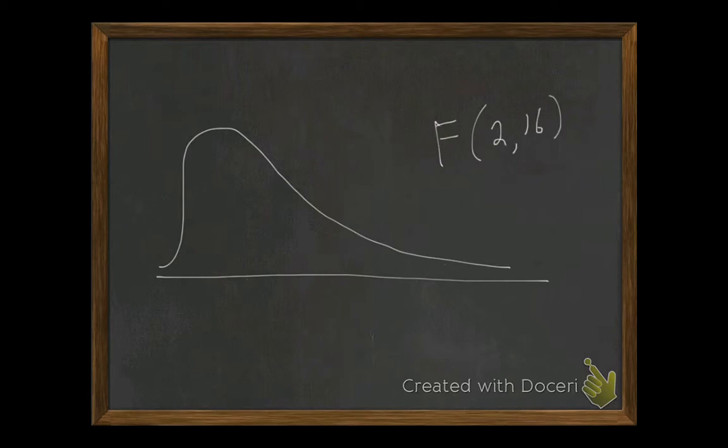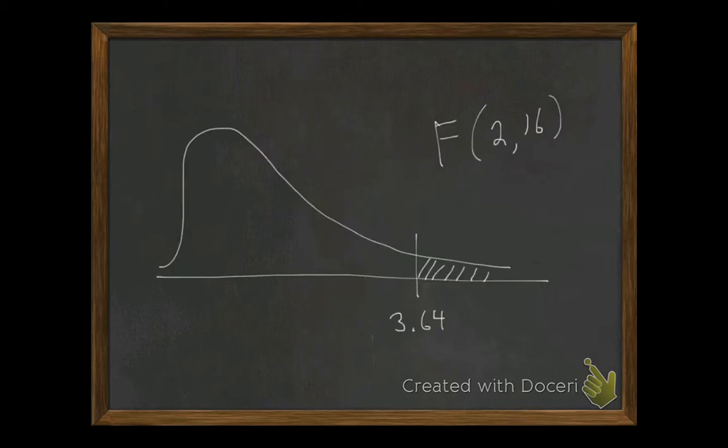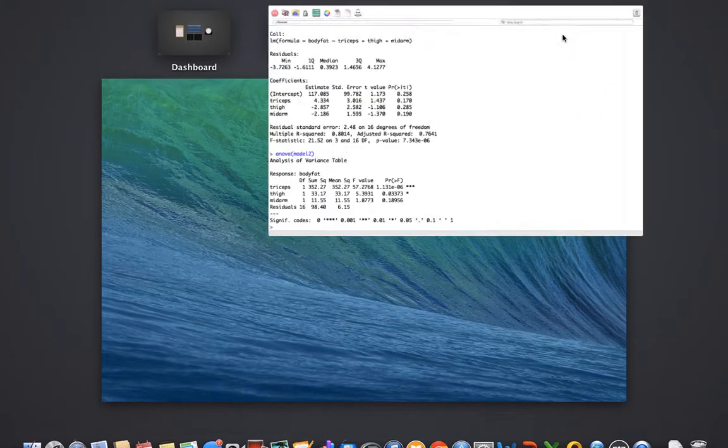So we're looking at a model F distribution, degrees of freedom 2 and 16, and we're looking to the right, I think 3.64, yeah, 3.64. So guys, let's go to R and see what our p-value is.